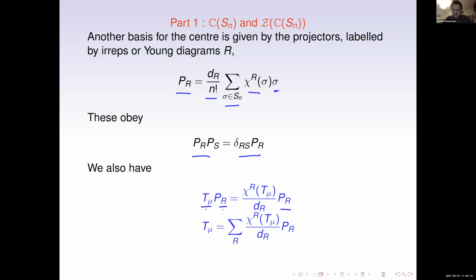that conjugacy class. So it's the character of something in that conjugacy class weighted by the size of that conjugacy class, or in other words, the character of the sum of everything in that conjugacy class, divided by the dimension. Also, you can expand these central elements in terms of these central elements, and these are the coefficients. So these normalized characters are very interesting.